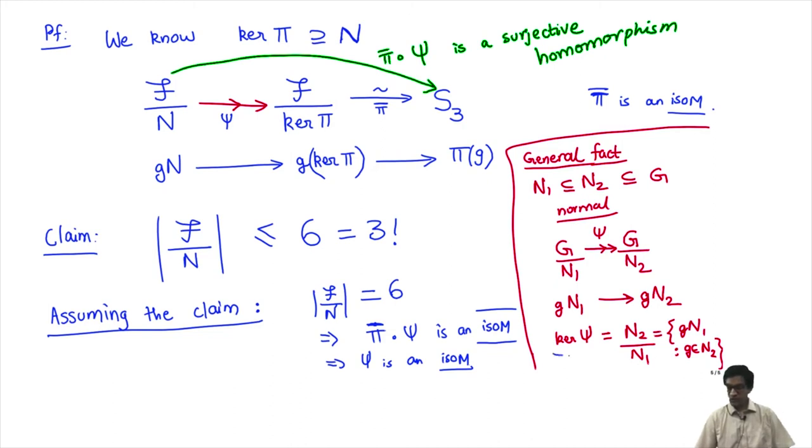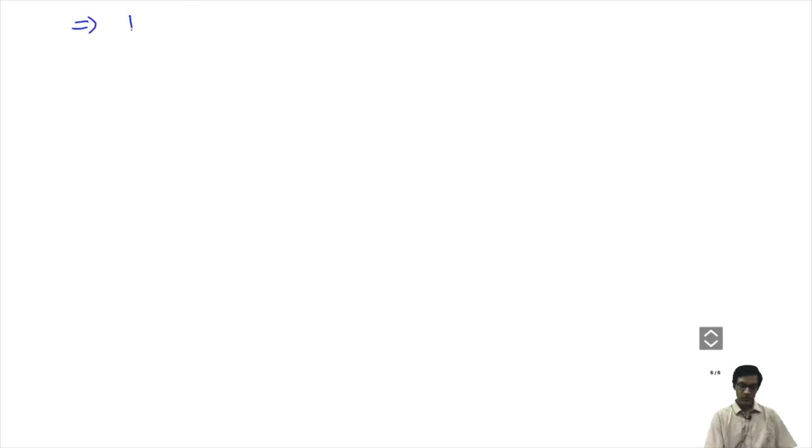Now observe, we know what the kernel of psi looks like. Kernel of psi is just the quotient N2 by N1, which in this case is kernel pi by N. So in our case, what would we get? We would get that the kernel of psi, which is N2 by N1, which in this case is kernel pi by N, is just the trivial group. The kernel pi has only the identity. That's exactly what we want to prove.